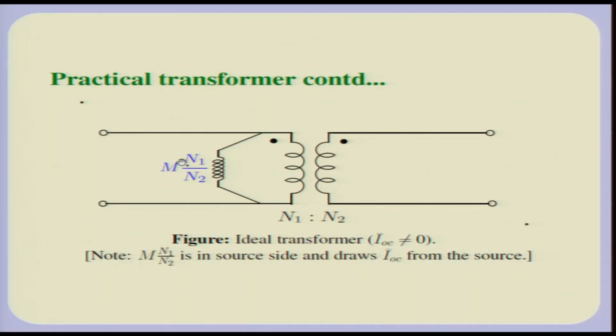So, in fact, this M into N1 by N2, I should call this L11, because we shall see that M into N1 by N2 is not equal to L11 in case all flux does not link both coils. So, this also is a thing which we will have to slightly modify. It is better to call this L11, because later on we shall see that M into N1 by N2 is not equal to L11 because of a non-ideality called leakage.